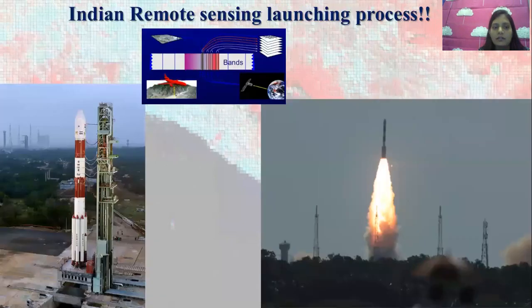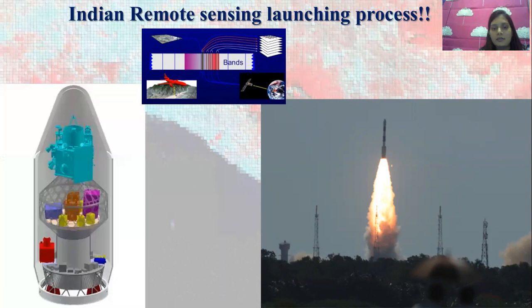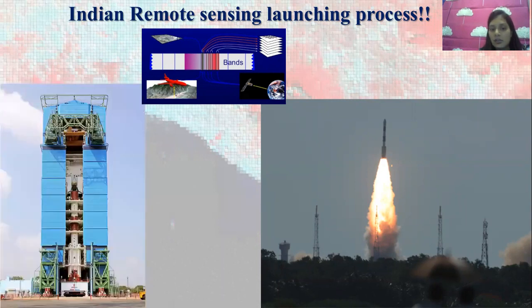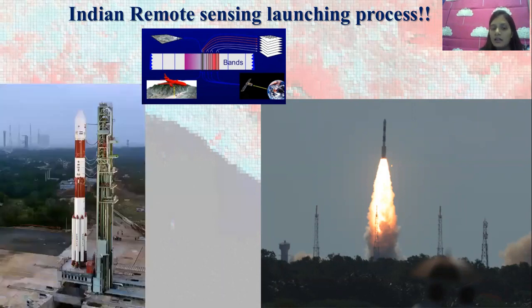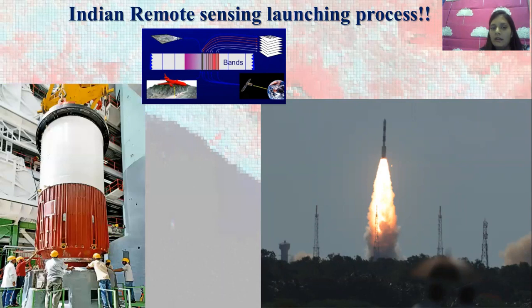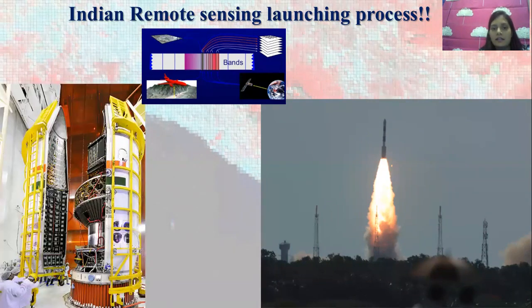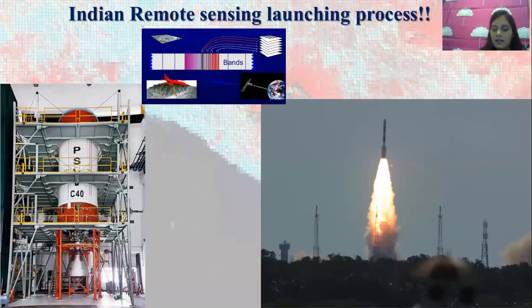Next, moving further, what is the Indian remote sensing launching process? You all know that we are making the sensors. Sensors are sent into the vehicles. Which two types of vehicles does India have right now? That is PSLV and GSLV. Again, what is PSLV? Polar Satellite Launch Vehicle. And what is GSLV? GSLV is Geosynchronous Satellite Launch Vehicle, right? That is GSLV and PSLV.